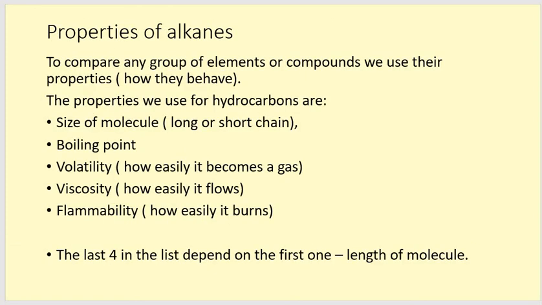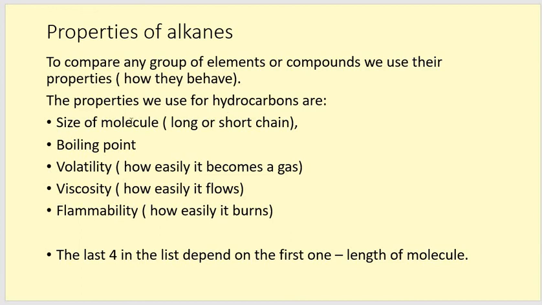Now we're going to think about the properties. Properties are used to compare a group of elements or compounds. So what's similar, what's different, how quickly one thing changes, whether things relate to each other. We've talked about properties when you have groups of elements. You talk about going down a group in the periodic table. I'm sure you remember that. And now we're looking at properties for alkanes.